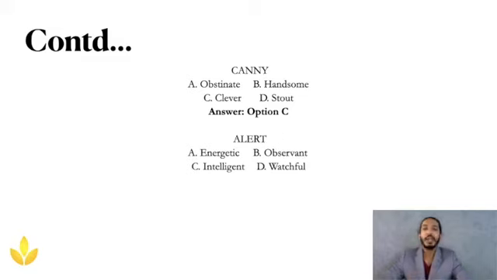So similarly, let us find the most appropriate meaning. Watchful could show alertness, but there is a difference between observation and watching something. You require intelligence to even make an observation. So what would be the correct answer here? It's option D. So being alert is being watchful, being intelligent, being observant, and showing appropriate amount of energy here.